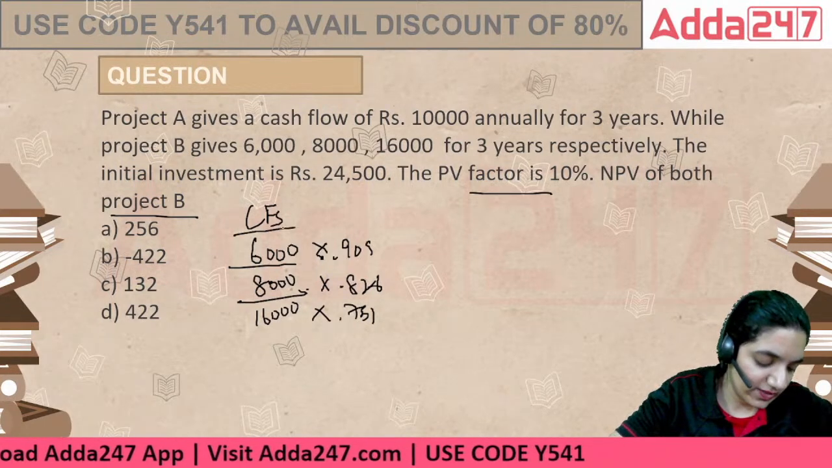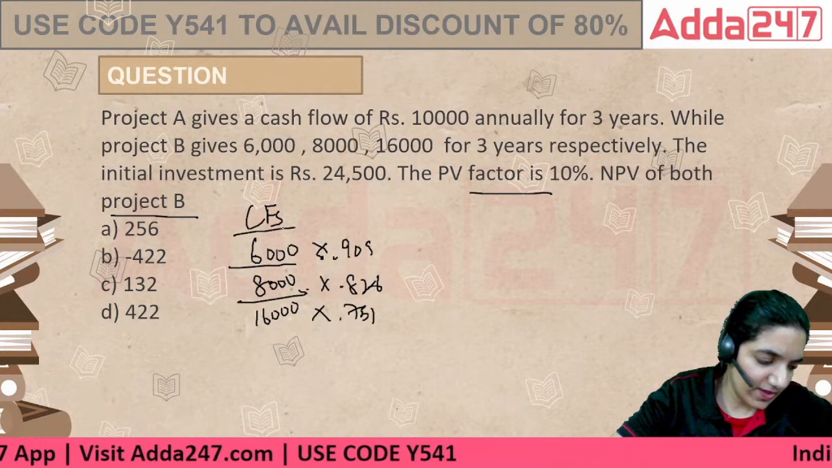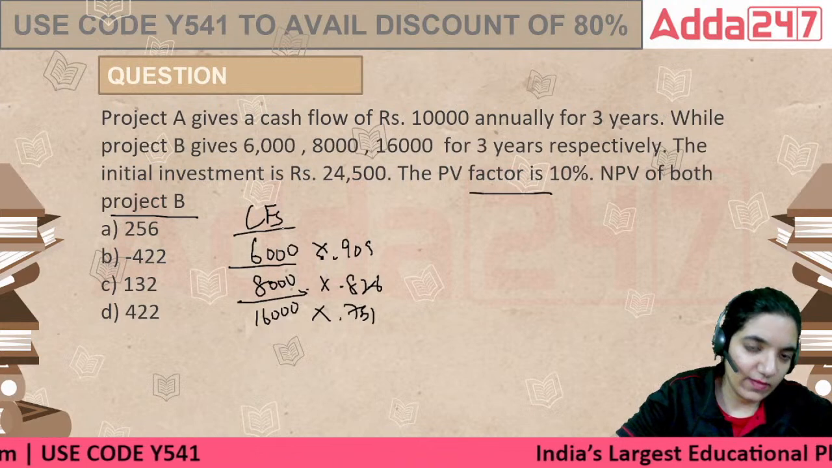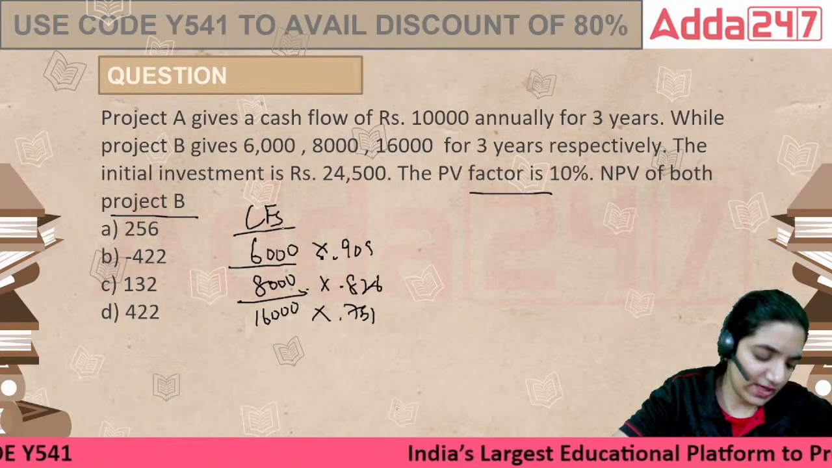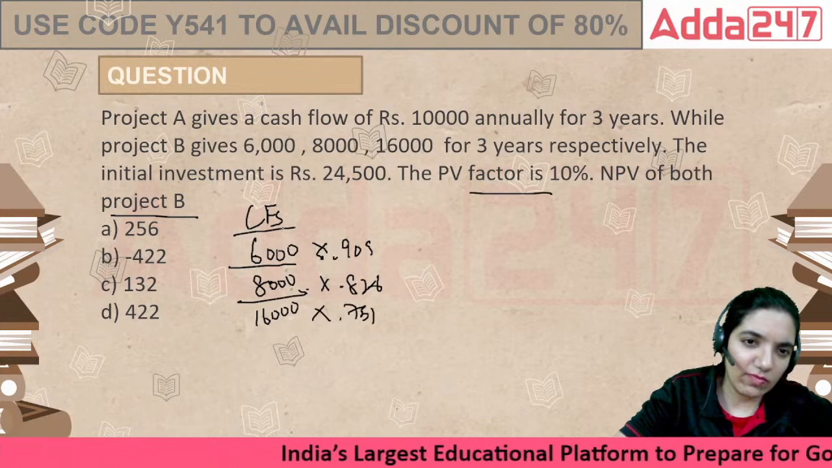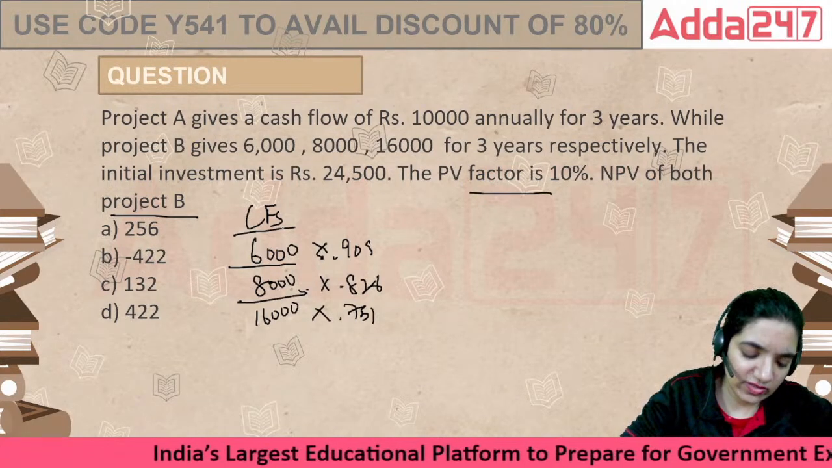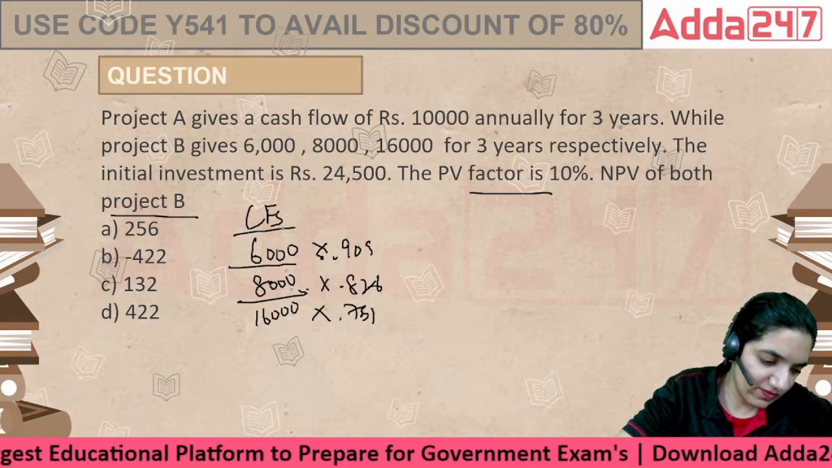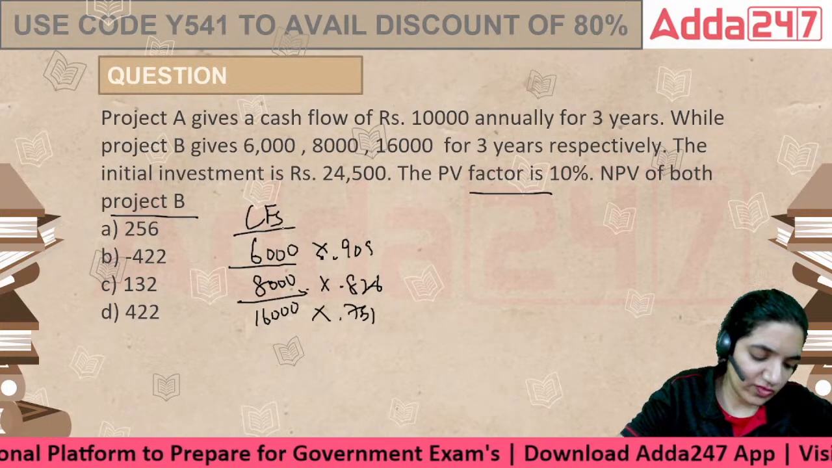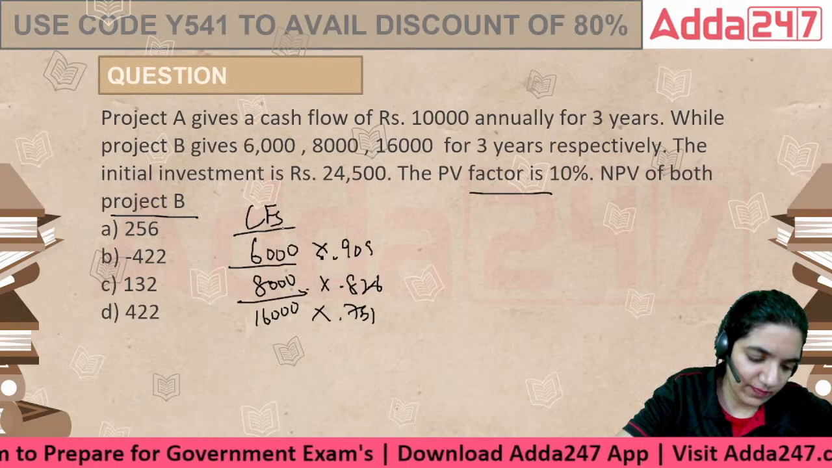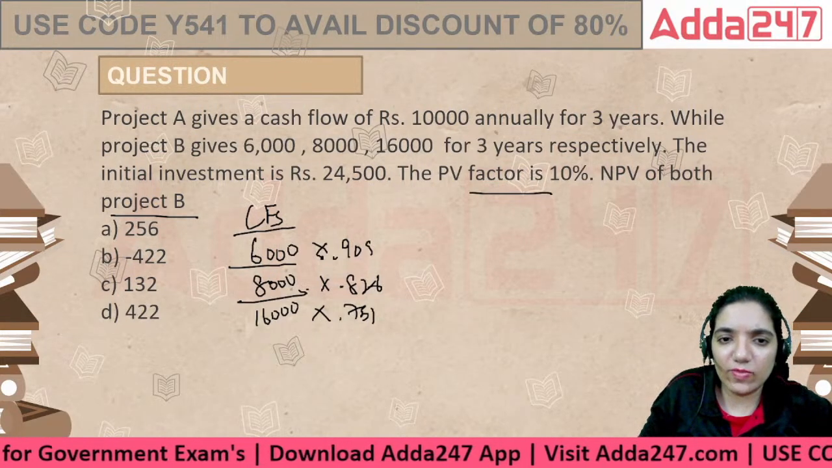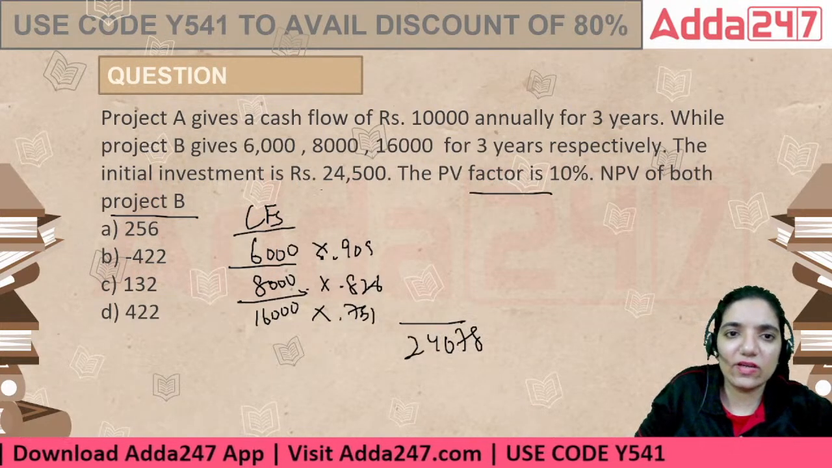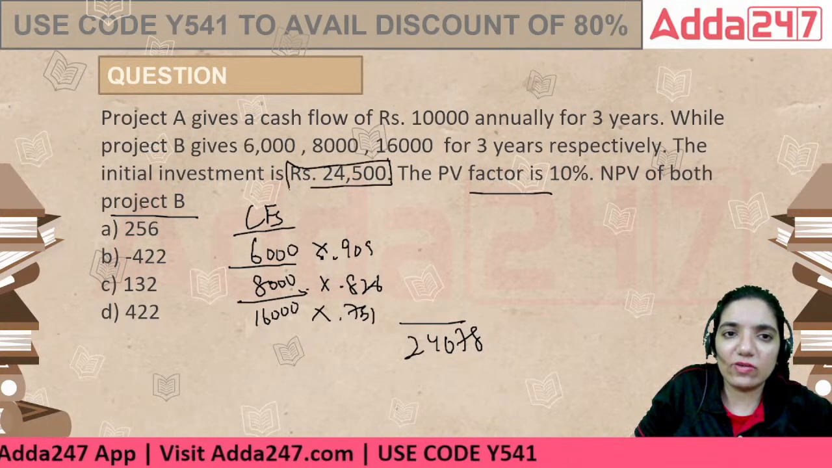So it would be 6,000 multiplied by 0.909. Then the next point is 8,000 multiplied by 0.826, then 16,000 multiplied by 0.751. So the total will come out to be 24,078, right? This would be the answer and it would be deducted.